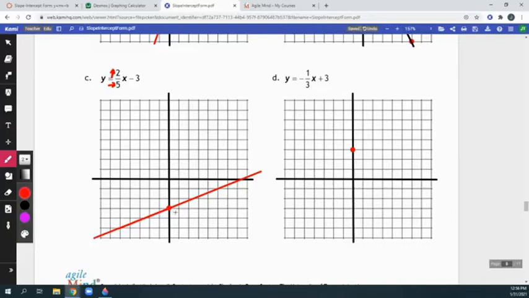And we have b equal to negative 3. And up 2 and over 5. That's how we graph it. This one, notice it has a minus. That means it's going down. So it's going to go down 1 and over 3. So down 1 over 3. Down 1 over 3. Going the other way. And we got our graph.